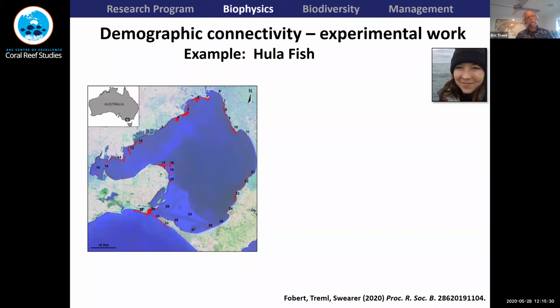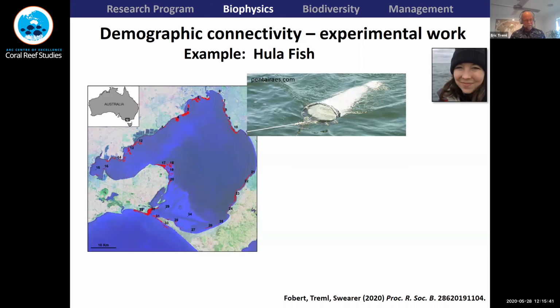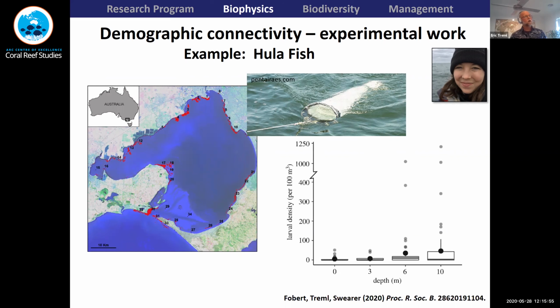So taking this one more step further and reflecting back on the hula fish, we had a PhD student, Emily Fobert, spend quite a bit of time in Port Phillip Bay searching down hula fish, and for ages, we've had students out there pulling plankton nets in Port Phillip Bay. We haven't been able to find larvae. Emily was out over multiple sites over 24-hour periods and started to find larvae, but they were all clustered down deep within Port Phillip Bay. The vast majority of larvae that she found were deeper than 6 meters.